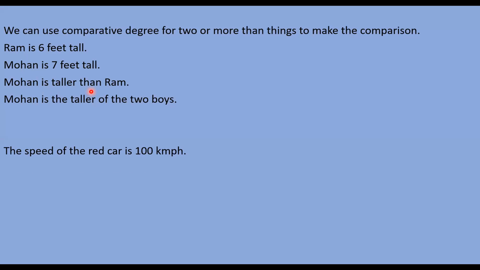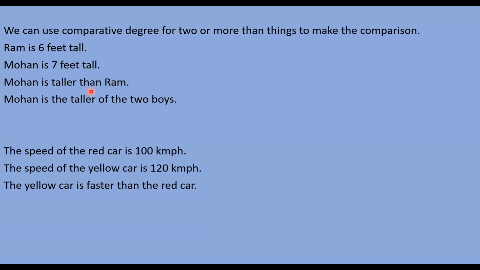Second example, suppose that the speed of the red car is 100 kilometers and the yellow is 120 kilometers. This point we can say in this way also: the yellow car is faster than the red car. Right? So in two ways we can say it when we make a comparison of two things. And this sentence also we can say: the yellow car is the faster of these two cars. Right? So both the sentences are right. Come on to the next slide.